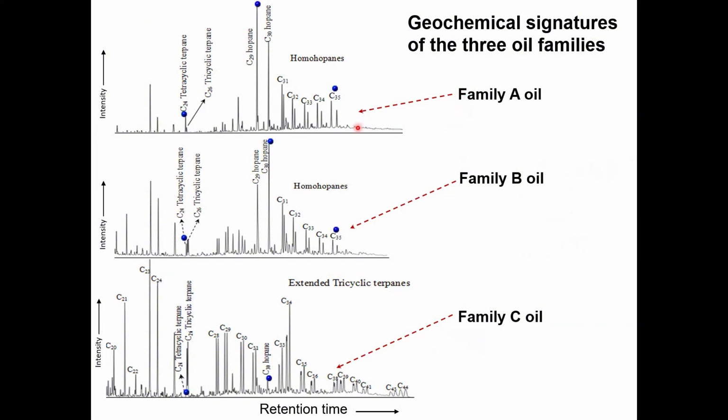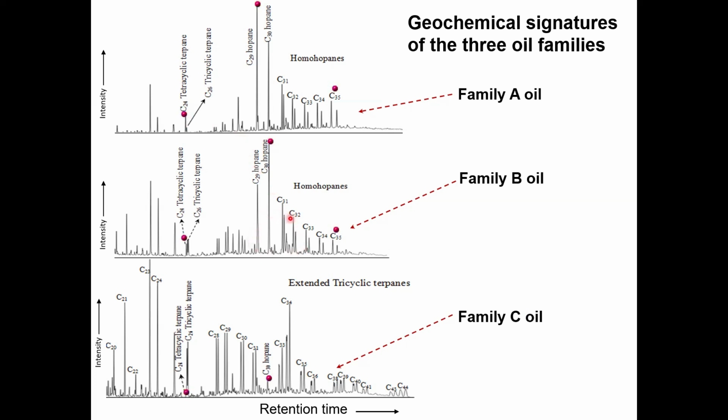Family A oils show higher carbon-35 to carbon-34 ratio or carbon-35 homohopane index, which is greater than 1, a dominant carbon-29 hopane peak and a higher carbon-24 tetracyclic terpene to carbon-26 tricyclic terpene ratio. These characteristics suggest a source rock deposited in an anoxic carbonate or evaporitic environment.